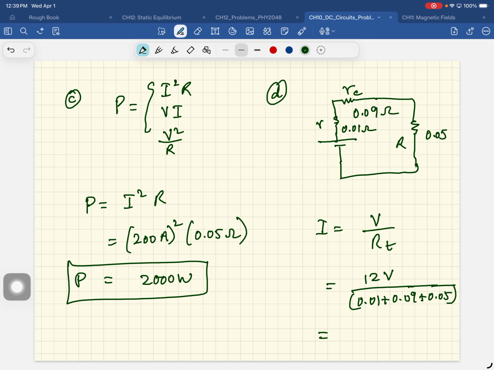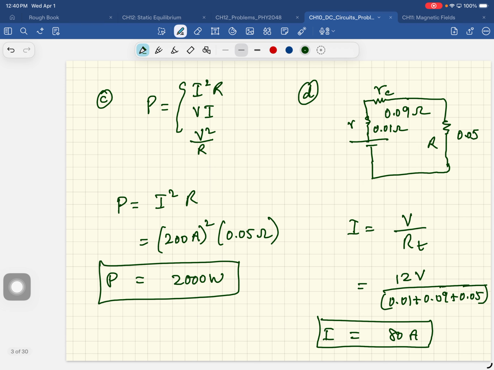So this is 12 divided by 0.15. Now the current has dropped to 80 amps. And maybe you might have trouble starting your motor. So they want you to calculate all the rest.